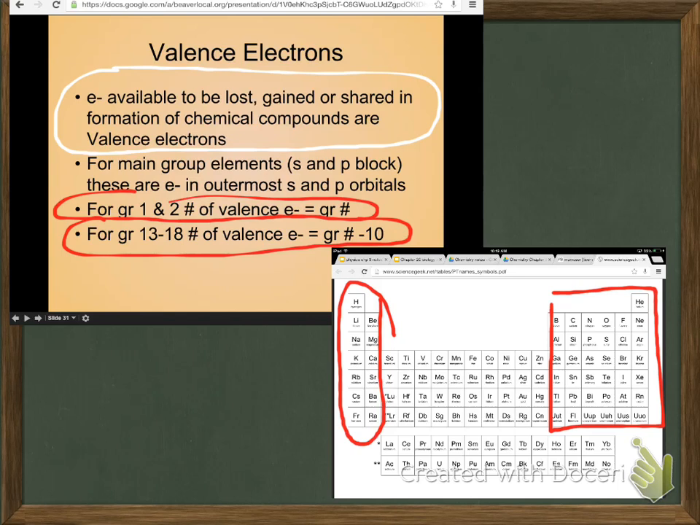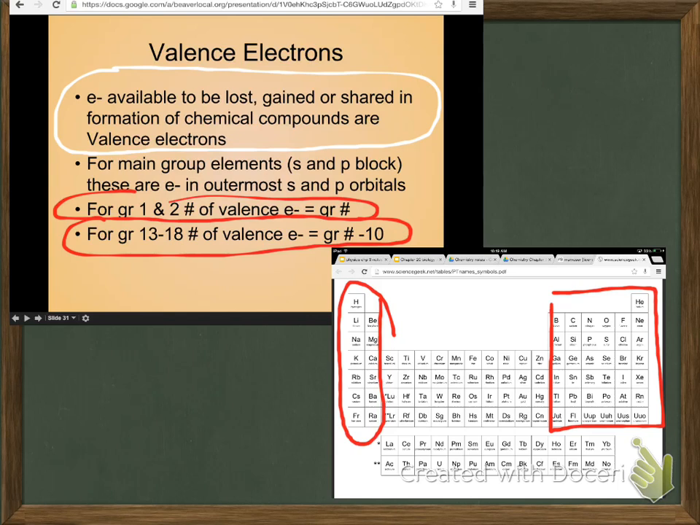One way I could ask you that would be something like: a main group element has 5 valence electrons. What group is it in? 15. Because you would mentally go through that kind of backwards.